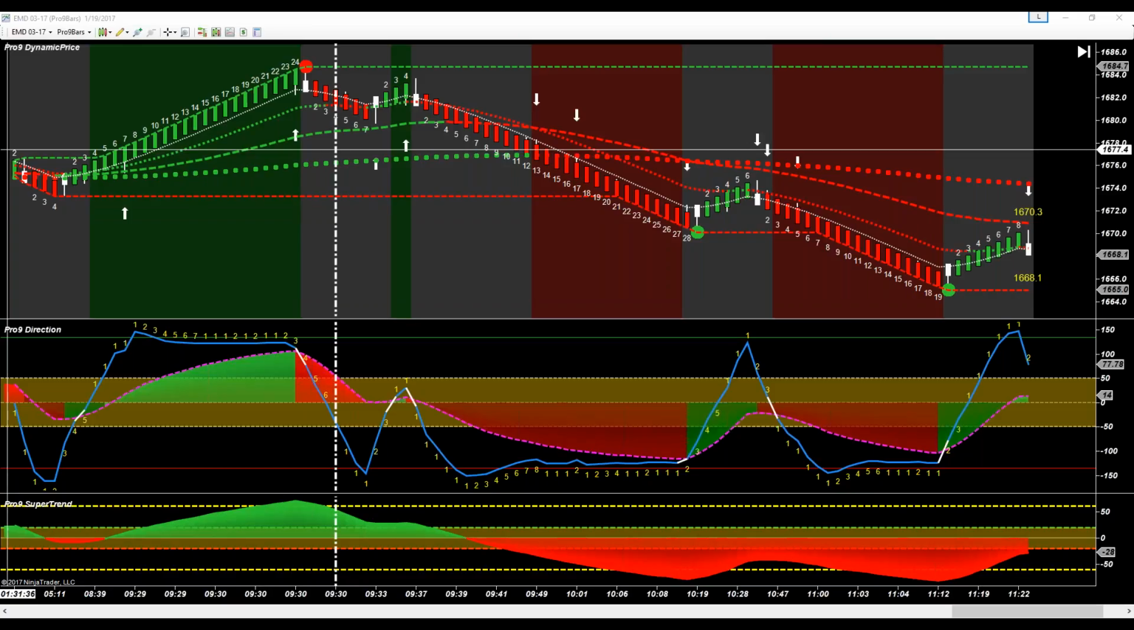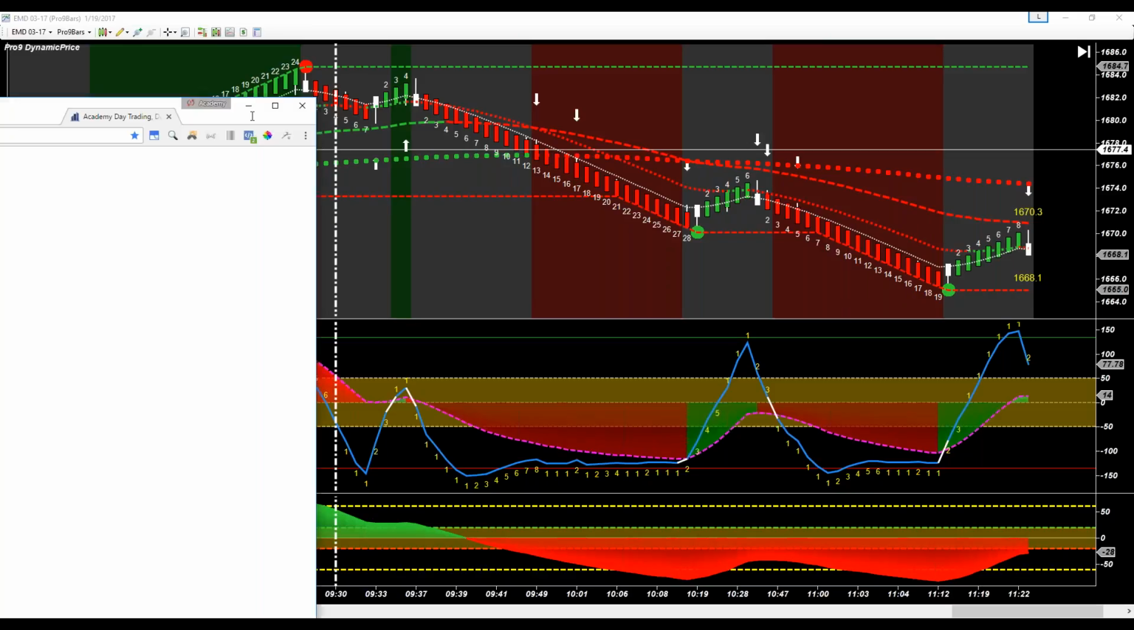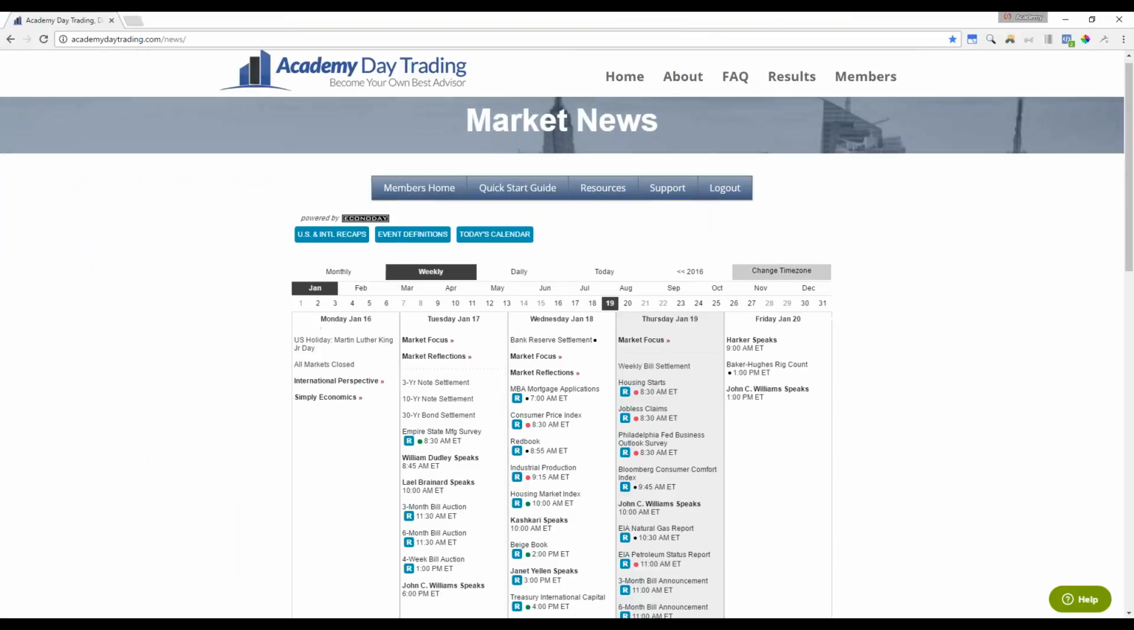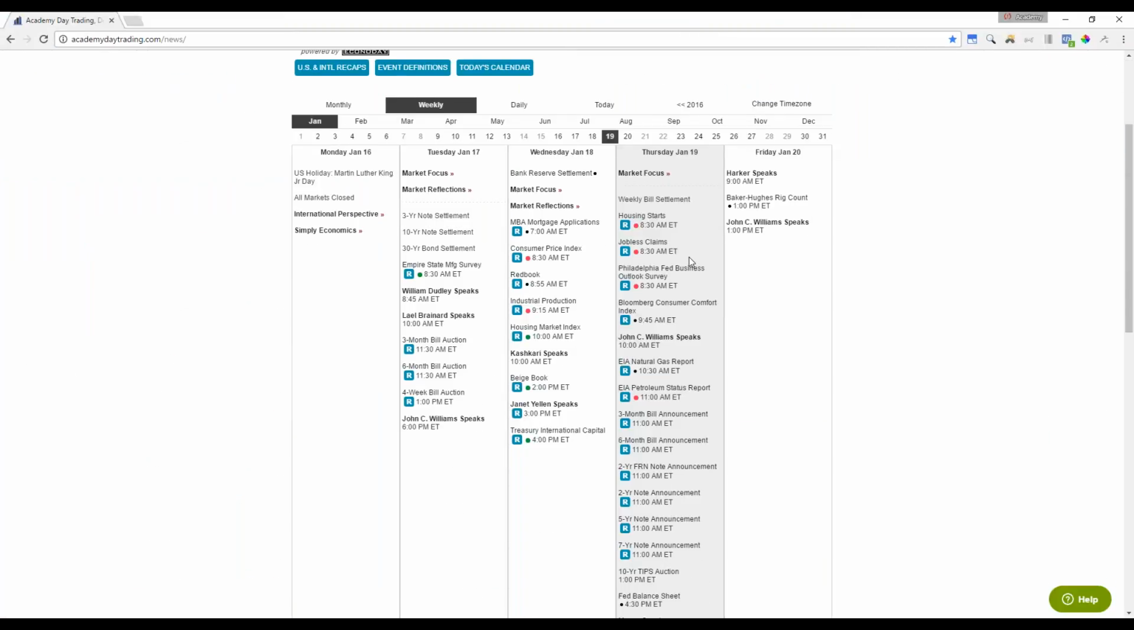And before we start, something very important I'd like to bring up. It is very crucial when trading with Pro9Trader is market news. So we're concerned with any news that has a red, black, or green dot next to it. So today we did have some news at 8:30. That's before the market opens, so we're not really super concerned about that.